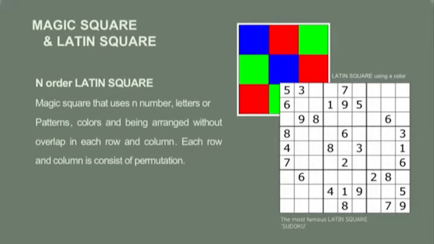The nth Latin square is a type of magic square that uses n numbers, letters, patterns, or colors so that they are arranged without overlap in each row or column. That is, there should be no overlapping patterns horizontally or vertically. Each row and each column are sequences. Sudoku, which we commonly use, is an example of the ninth Latin square. The name Latin square comes from mathematician Euler's use of the Latin alphabet instead of numbers. The following is a picture of a third Latin square with color and a ninth Latin square, sudoku.